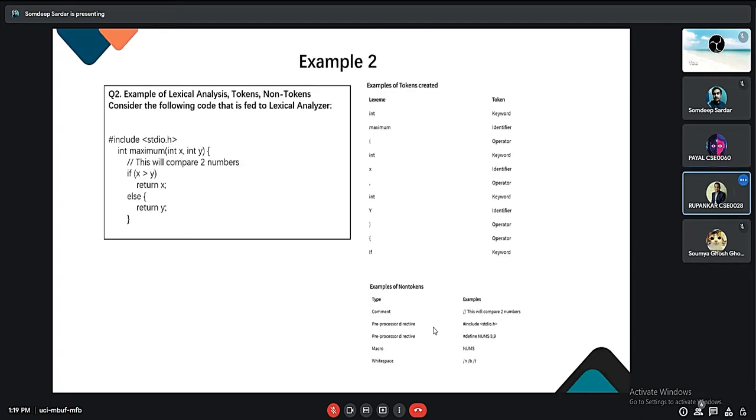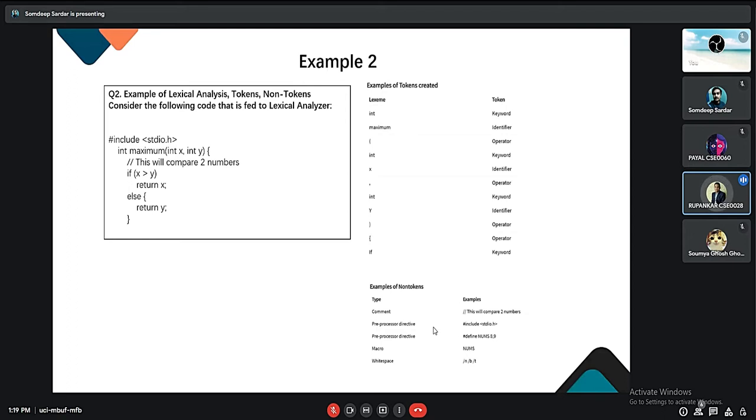Thank you. Good afternoon, everyone. So I will be moving forward with example number 2, that is, an example of lexical analysis, tokens, non-tokens, etc. Now consider the following code that is fed to a lexical analyzer. That is this code, which is written on the left side of the presentation. So as my friend said, a token is a group of characters having a collective meaning, typically a word or a punctuation mark, separated by a lexical analyzer and passed to the parser.